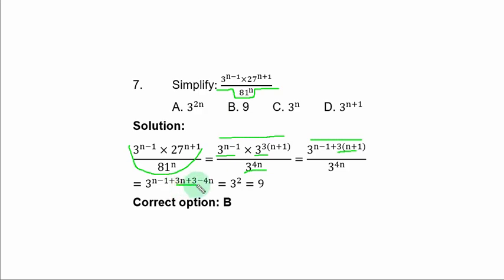This is where it stops first, and division implies subtraction of powers. So you subtract 4n from it. Now this is what happened. n plus 3n is 4n. That will take care of minus 4n. You are left with minus 1 plus 3. Minus 1 plus 3, and that is 2. So you have 3 power 2 equal to 9. B is the correct option.